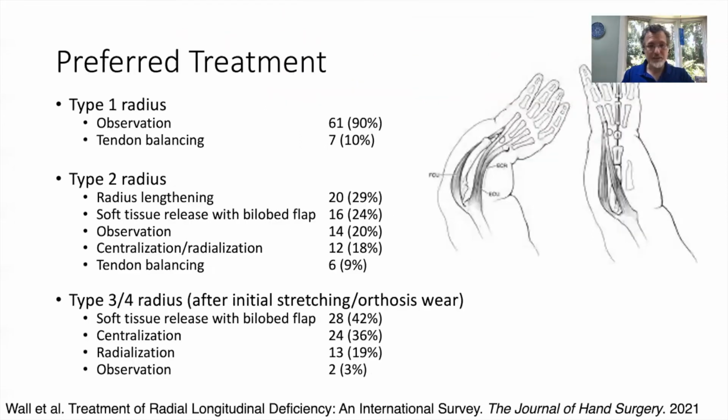In this study by Lindley Wall, looking at preferred treatment as a survey, when you look at a type 1 radius, most doctors preferred observation. When you look at type 2 radius, then radial lengthening was most common, although there was a variation in treatment, as you can see. In type 3 and 4 radius, after initial stretching and orthosis wear, most people went for soft tissue release of the bilobe flap. However, the second most popular was centralization. Radialization was still up there, and observation was there as well at 3%.